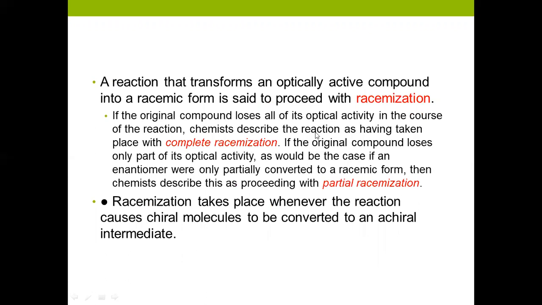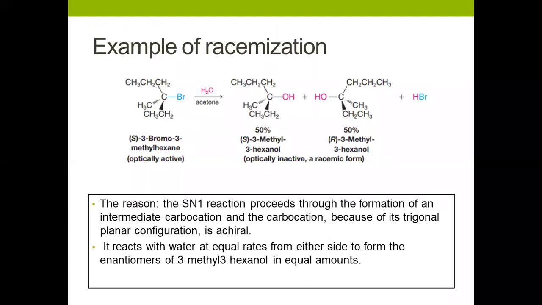The process of converting an optically active compound into a racemic form is what we call racemization. If the original compound loses all its optical activity in the course of the reaction, we call this complete racemization. But if the reactant is only partially converted to a racemic form, we call that partial racemization. So in racemization, remember the racemic form.